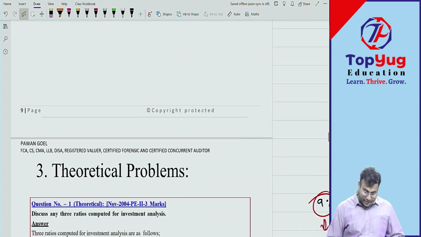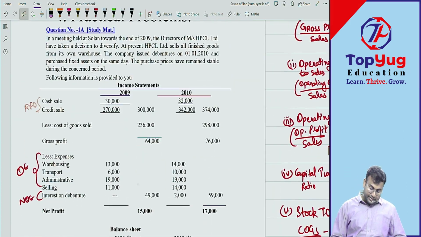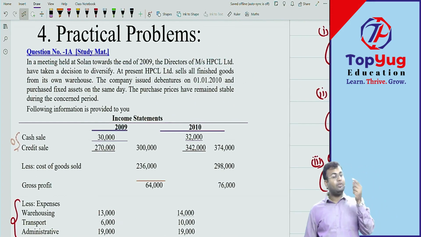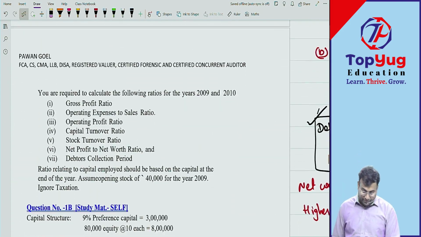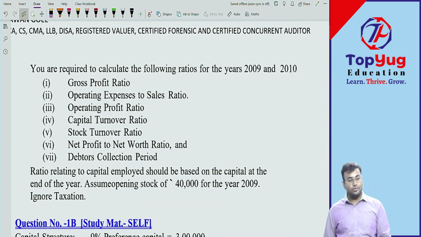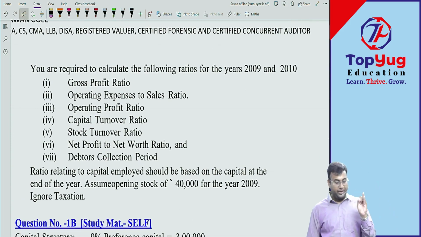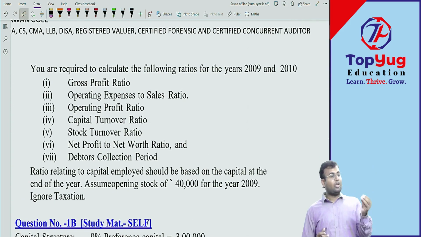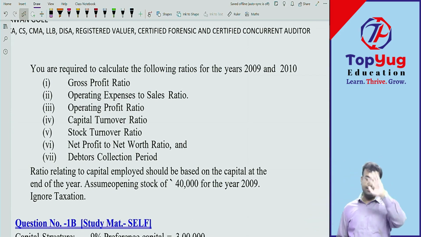Okay, guys. Now, if we see, there is this practical problem which we are doing, and the first ratio is gross profit ratio. Likewise, he has given multiple ratios which we are supposed to find out: gross profit ratio, operating expenses, operating profit, and capital turnover ratio. Gross profit is simple: gross profit divided by sales, right?